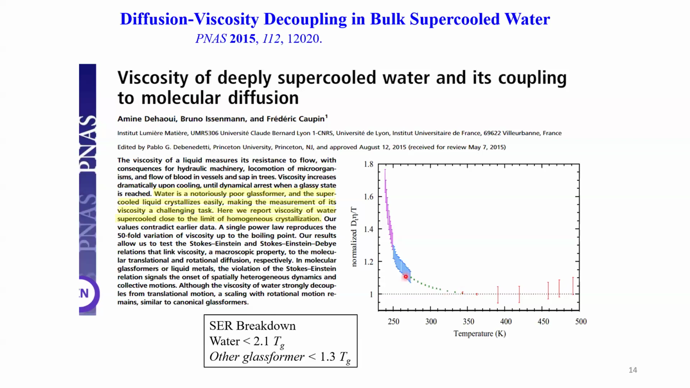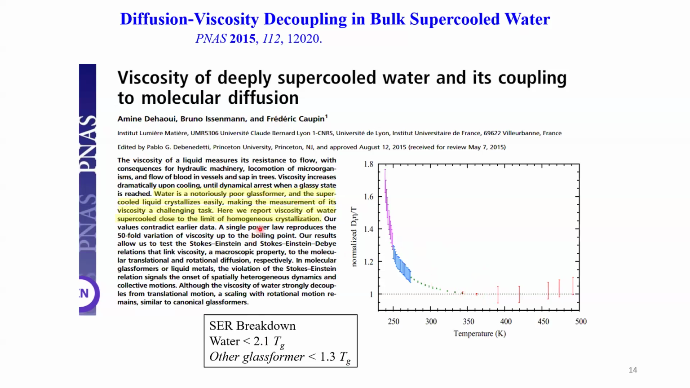You can see here. The difference from other glass forming liquids is that for other glass formers, the breakdown starts at 1.3 times the glass transition temperature. It is almost a general rule. But for water, it is 2.1 times Tg. So the breakdown starts much earlier. You do not have to go to the supercooled state. Even at room temperature, ambient conditions, the Stokes-Einstein relation is not followed, and it is already breaking down.